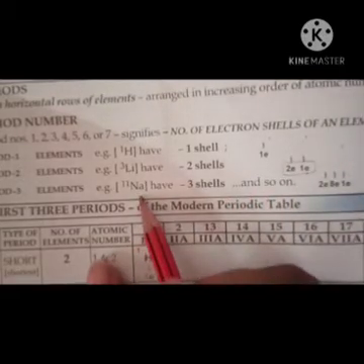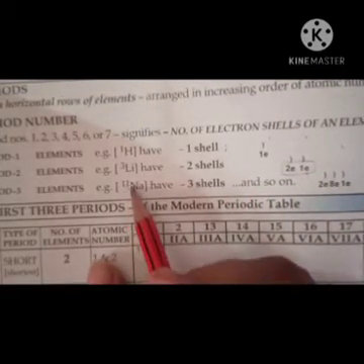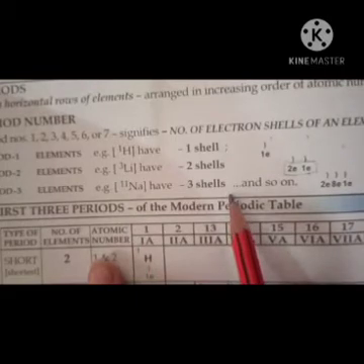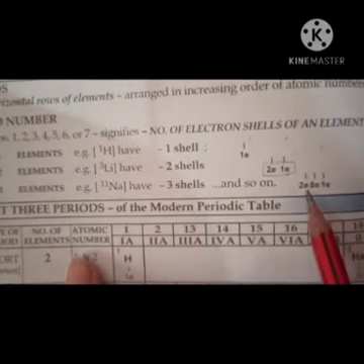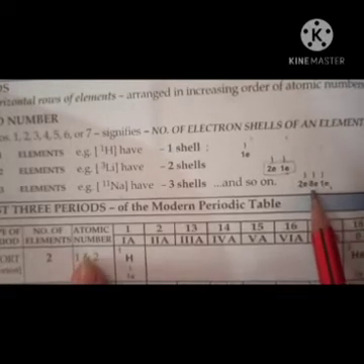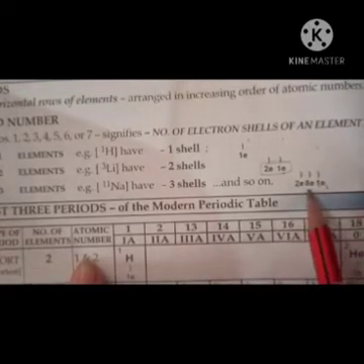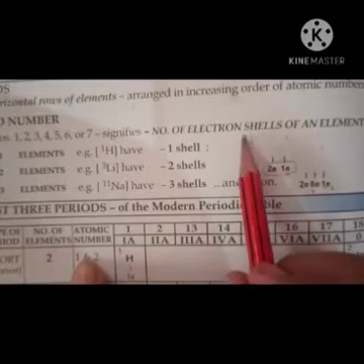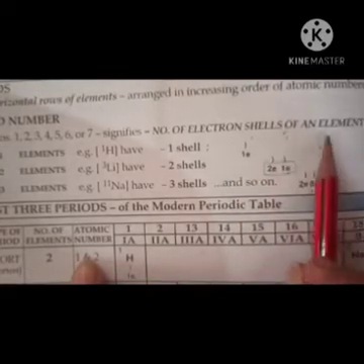Next is sodium. Sodium's atomic number is 11. So how many shells are there? Its electronic configuration is 2, 8, 1, so 3 shells are there. So it will come in the third period. So the period number signifies the number of electron shells of an element.